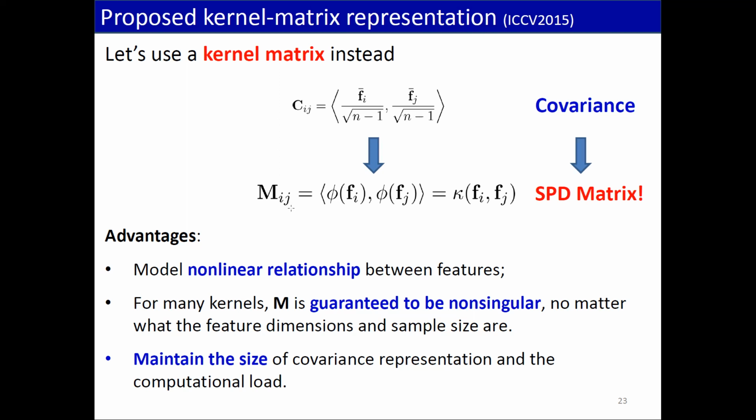Also, we do not change the size of the matrix. It's still D by D, where D is the dimension of the descriptor. So we maintain the computational cost of the covariance matrix.